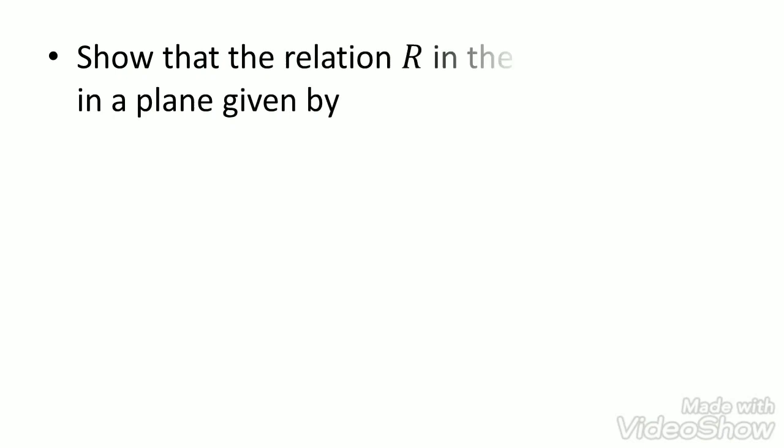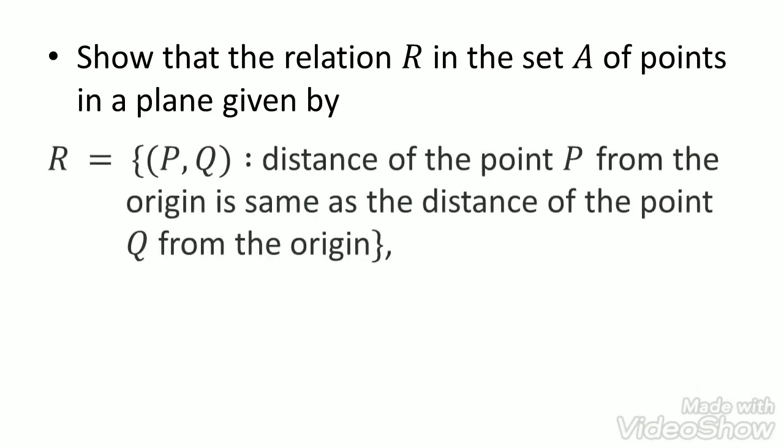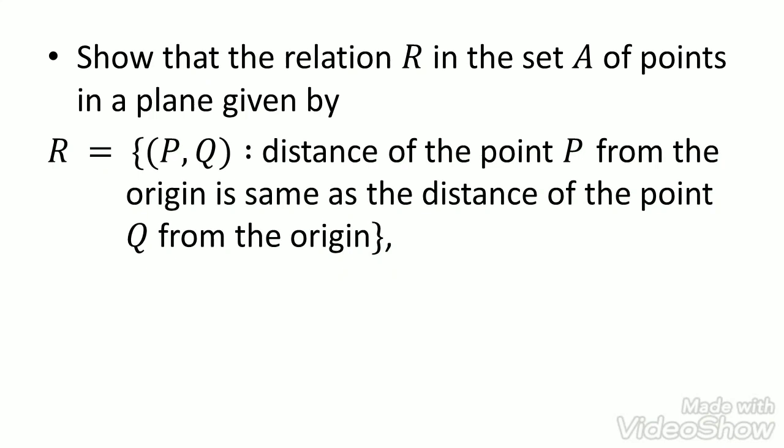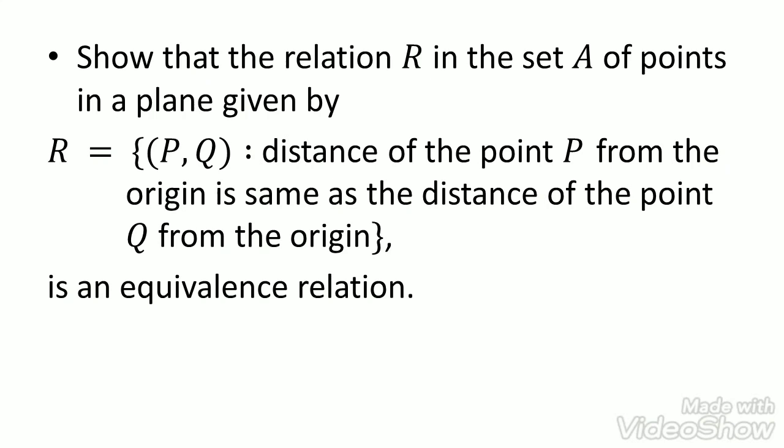In the next problem, we have to show that the relation in the set A of points in a plane given by R equals (P, Q) such that the distance of the point P from the origin is the same as the distance of the point Q from the origin is an equivalence relation. We need to show that the above relation is an equivalence relation.